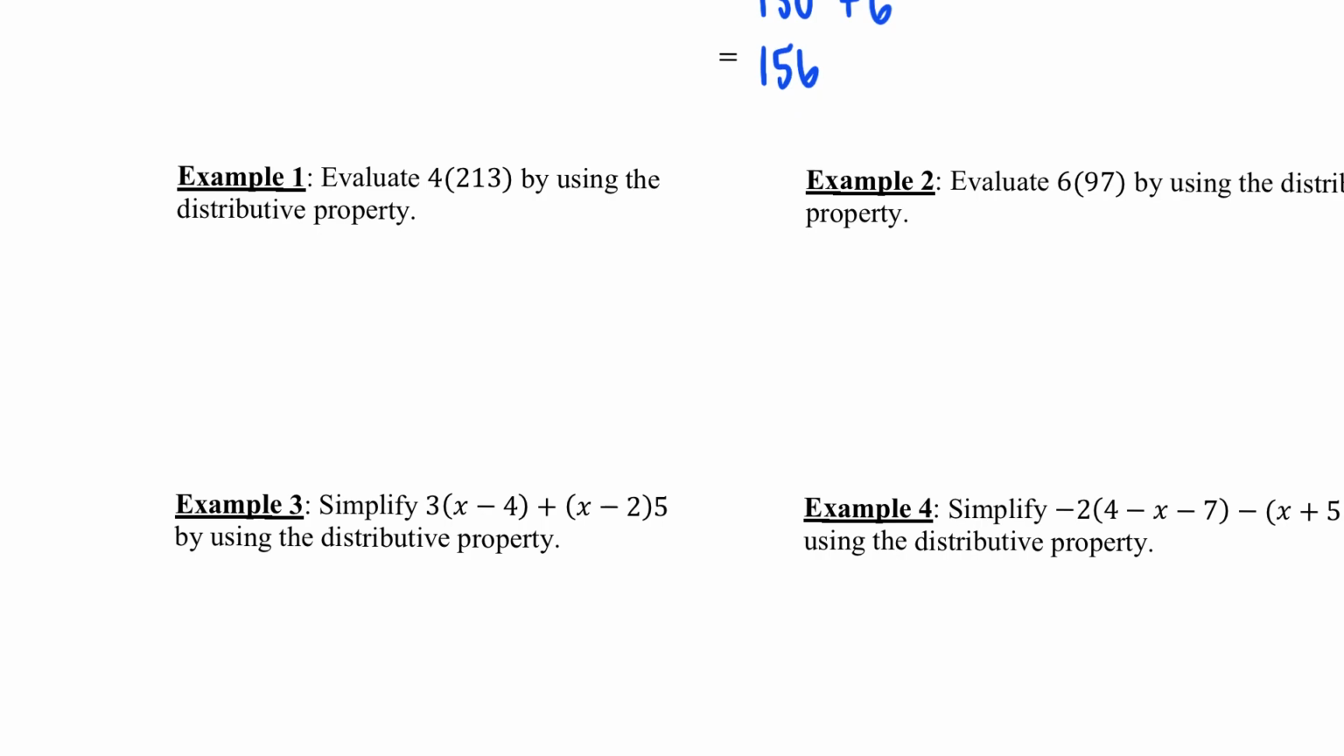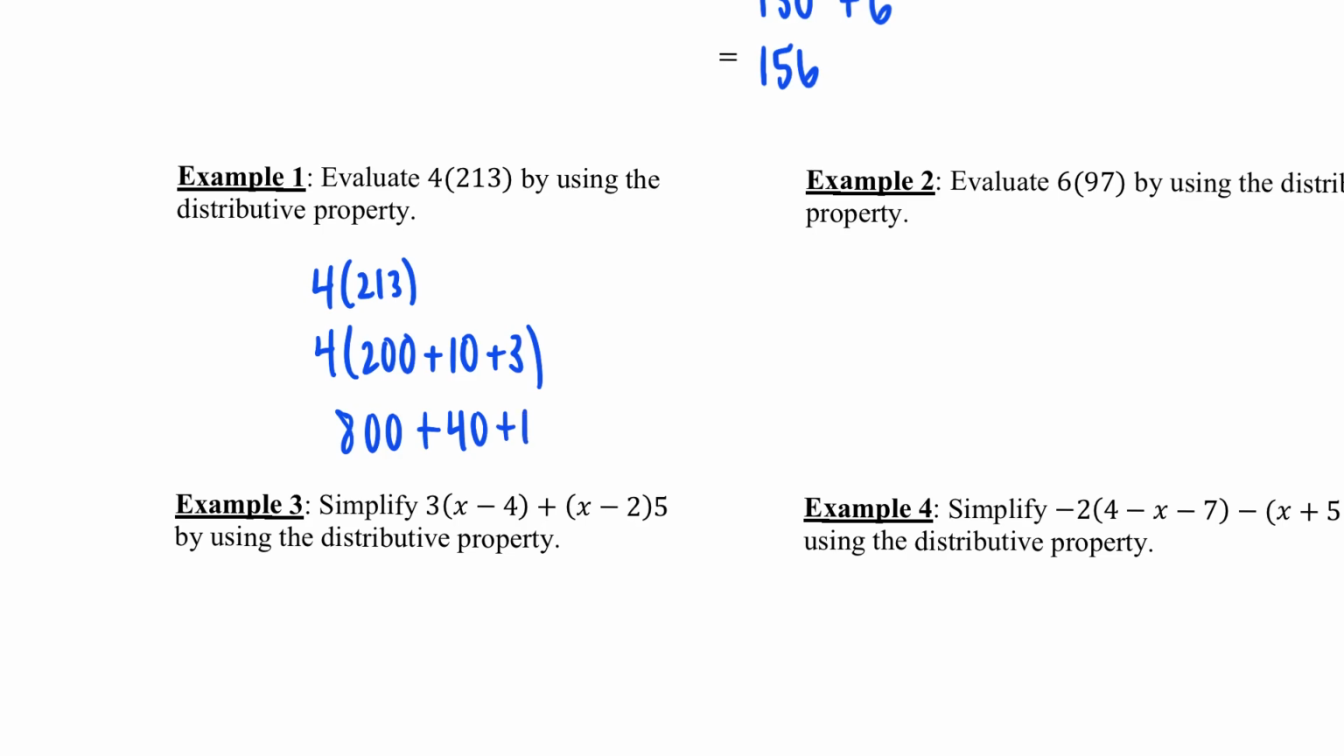So, could you maybe do 4 times 213 in your head? Well, 4 times 213 is really kind of like 4 times 200 plus 10 plus 3. And then if we distribute this 4 to everybody, we're going to get 4 times 200 is 800, 4 times 10 is 40, and then 4 times 3 is 12. So what's 800 plus 40 plus 12? Well, it would be 840, and then if you add 12 to that, you'd get 852. And you can do that all without a calculator, which is kind of nice.